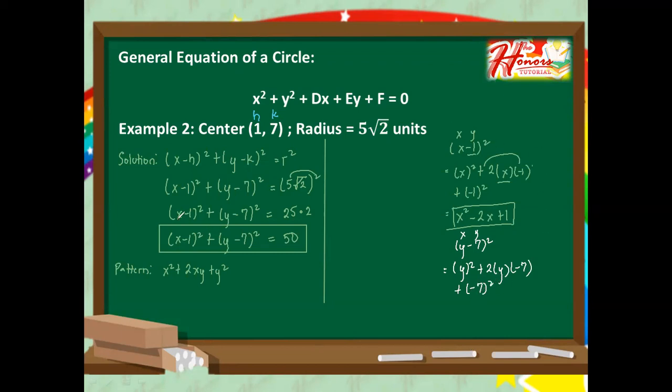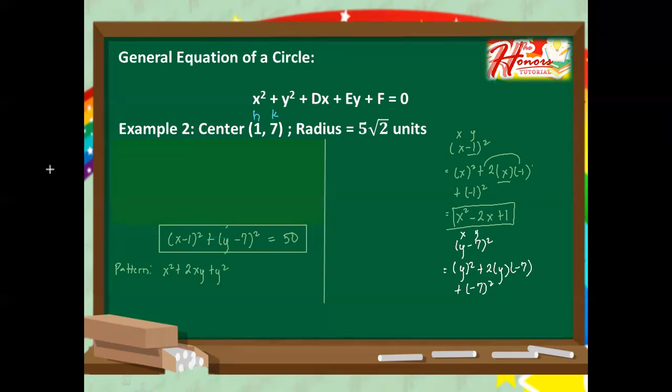So let's continue. Let me just erase some part of this solution. So we have here y squared. Positive 2 times negative 7 is negative 14y. Plus negative 7 squared is 49. So this is the simplest form of the quantity of y minus 7 squared. Now let's solve.